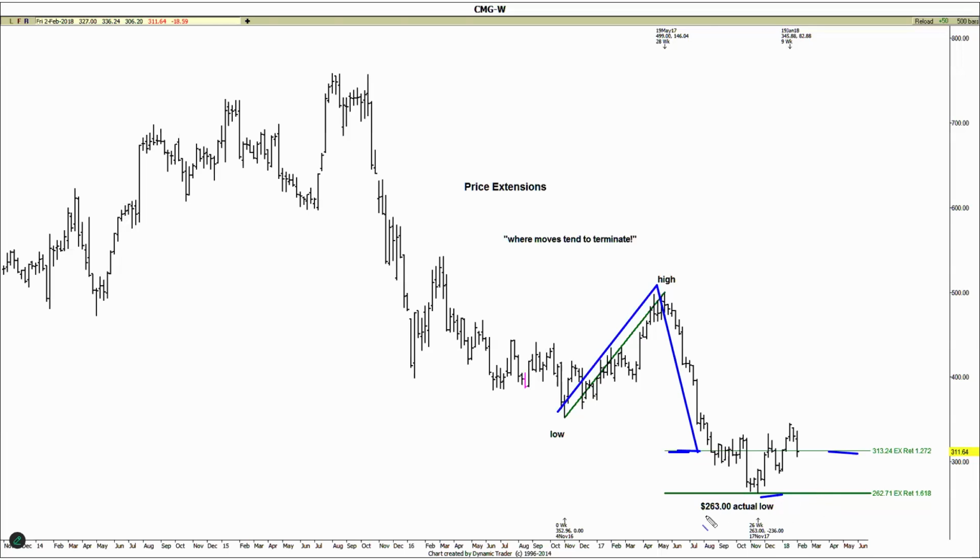Now, in this case, the actual low was made at 263 even. Again, not a perfect hit, but absolutely close enough. This doesn't look like it was a major rally after that, but it was $82.88 off of this low. So definitely worth watching these levels.